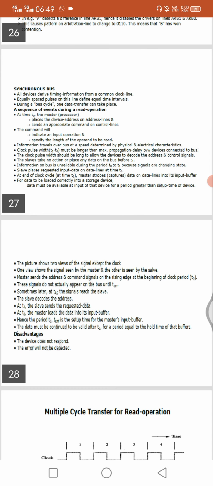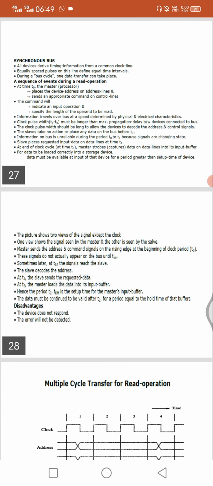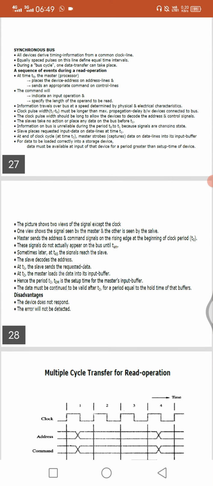Next, a sequence of events during a read operation. Here we follow the master slave concept, which is nothing but client and server. At time t0, the master is a processor, and it places the device address on the address line. You already learned this many times.